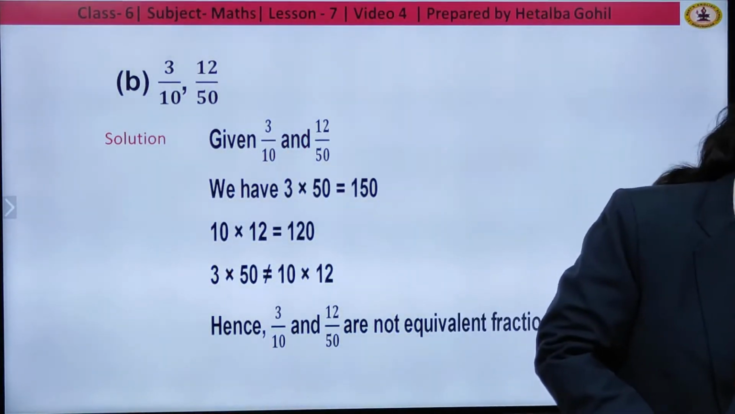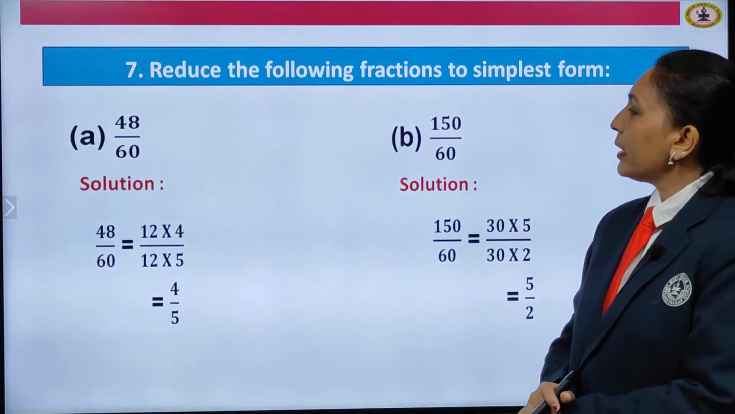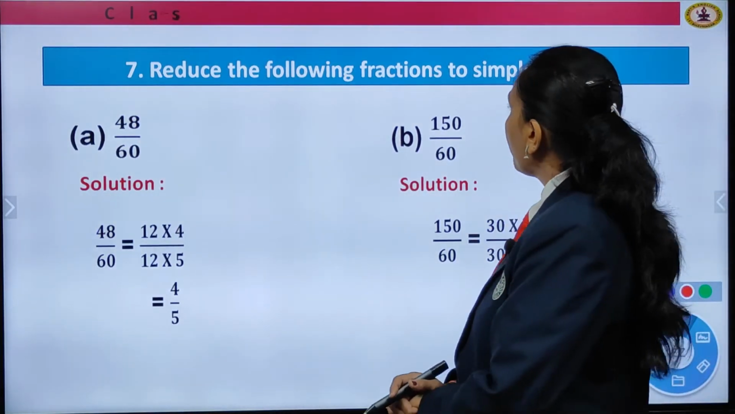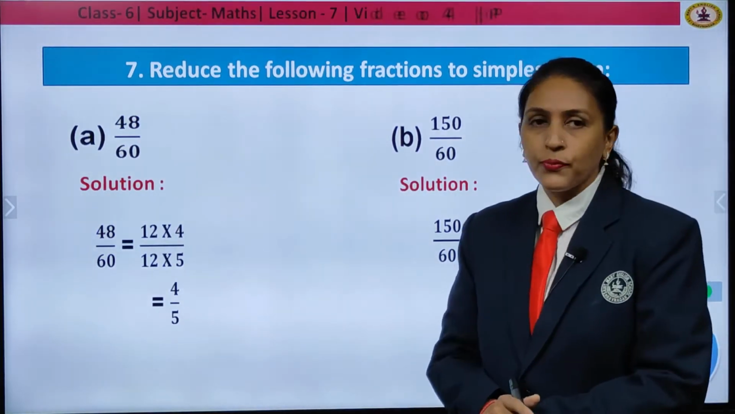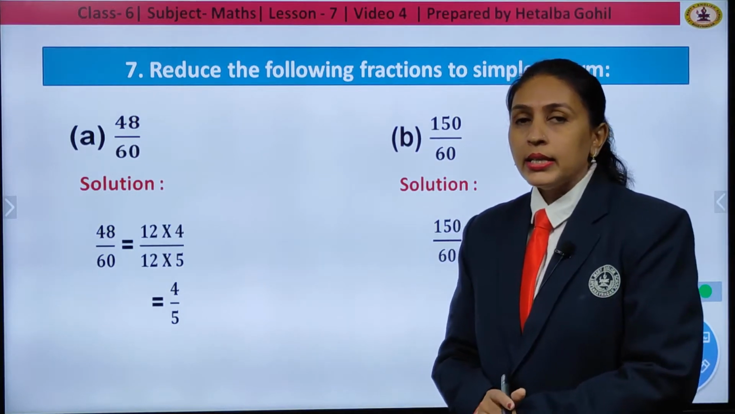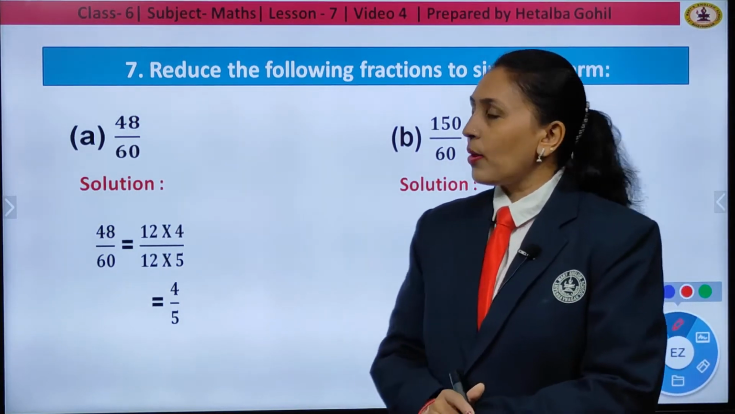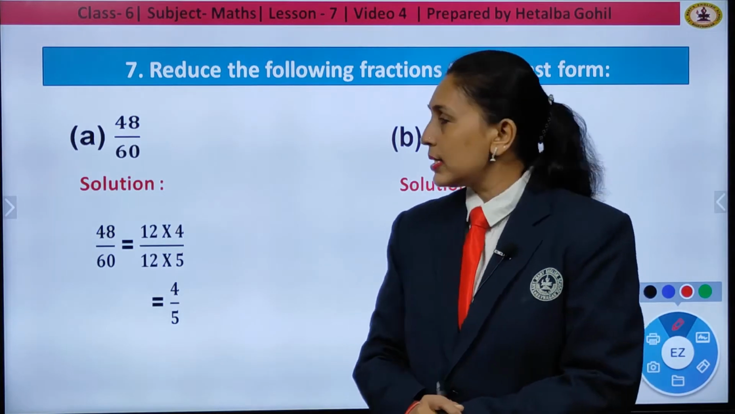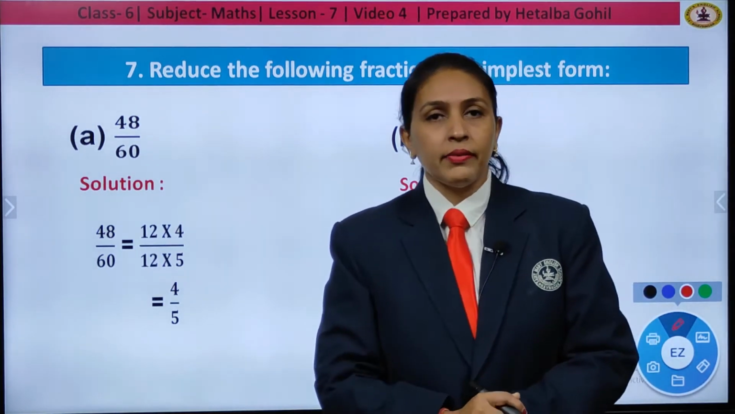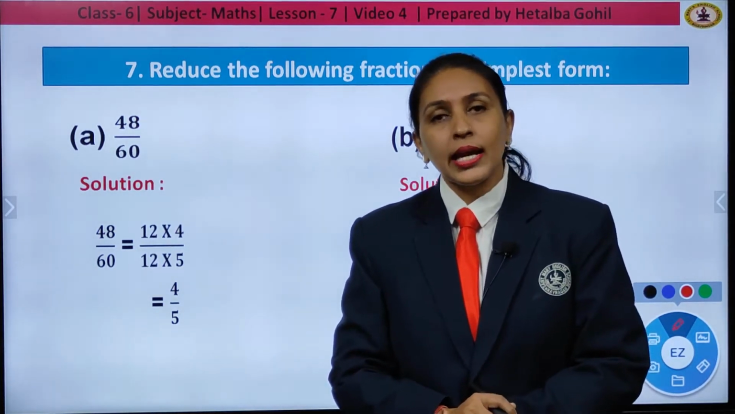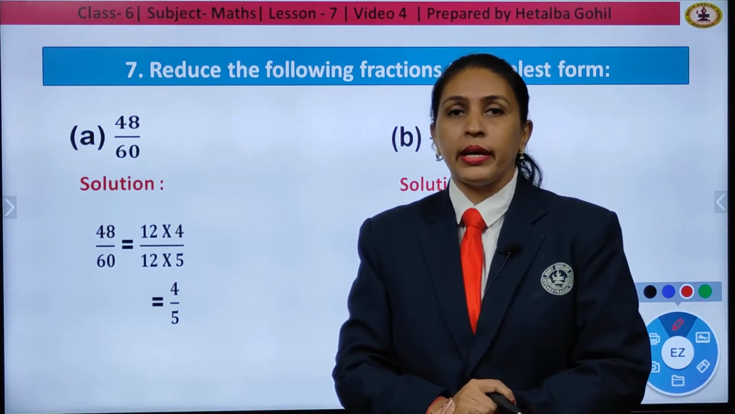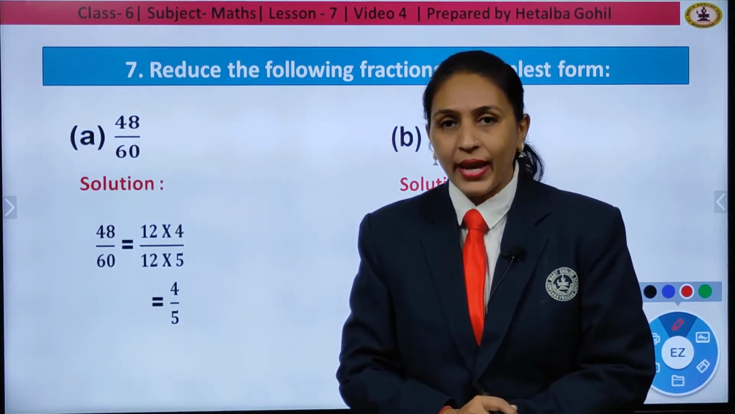Let us see the next. Now children, reduce the following fraction to the simplest form. Children, to change into simplest form you can use two different methods. Here the children who know the tables very well can directly use the method of cutting the numerator and denominator with their common factor.